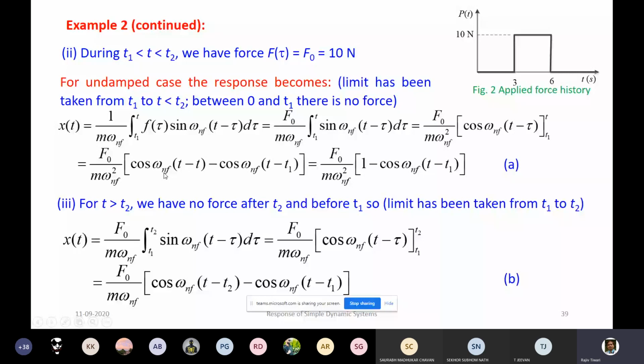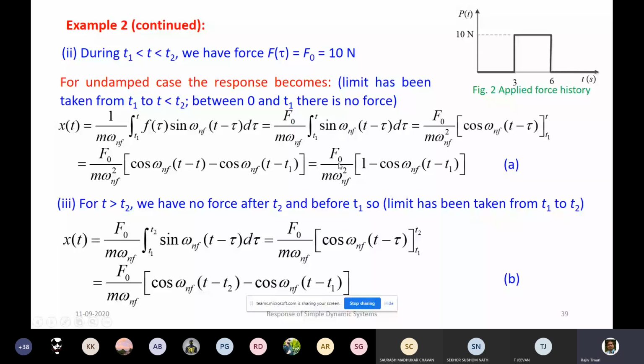Once we integrate, you should be very careful. We are integrating with respect to tau here, so we should put the limit for tau, not for t. There is some confusion you may get here. So you need to put this limit for tau. Then t minus t will become 0, and t minus t1. Okay, so this limit you need to put for tau, that is to be taken care of. So finally we'll get this kind of response.